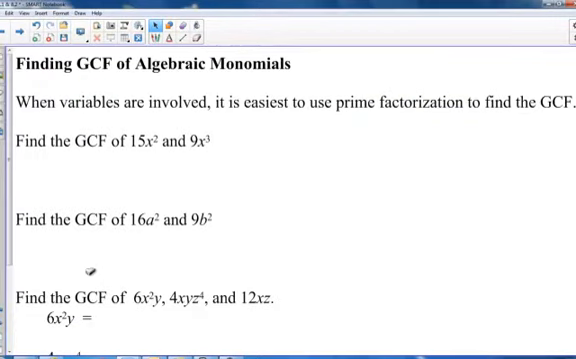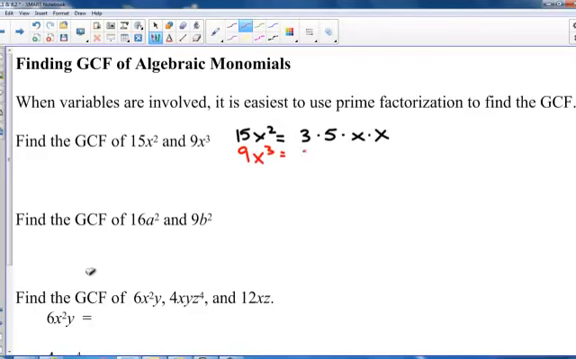Alright, so we're going to find the greatest common factor of 15x squared and 9x cubed. Now, are you at a point where we know that 15 is 3 times 5? If not, go ahead and make the whole factor tree. And we know that 9 is 3 times 3. And then we've got x cubed. We're going to circle everything in common. That's 1, 3, and 2 x's. So our greatest common factor is 3 times x times x.